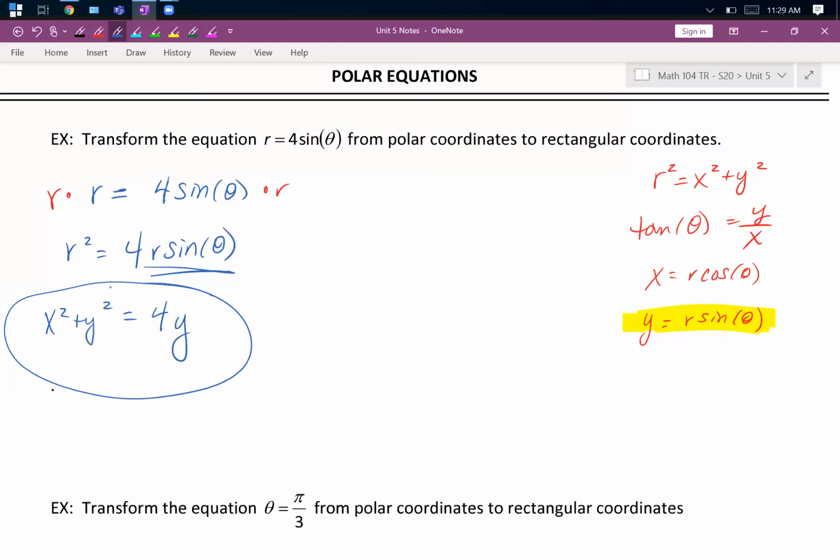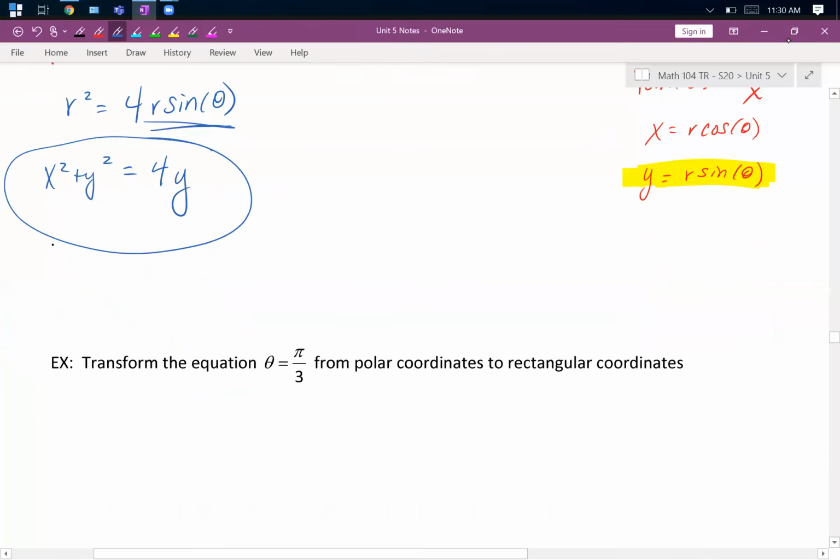Can anybody tell me what the graph of that looks like? Going back to our algebra knowledge. A parabola. Not quite. It would be a parabola if x was squared but not y. And here they're both squared. Oh, a circle. Yeah, this is going to be a circle because x and y are both squared. Questions, anybody? All right.